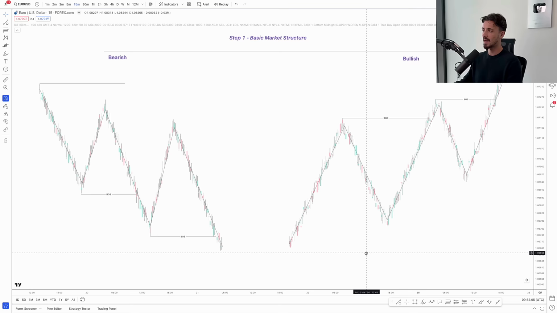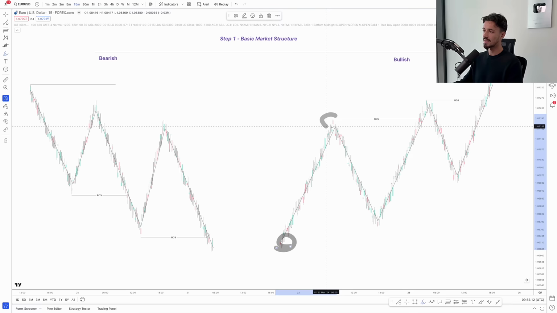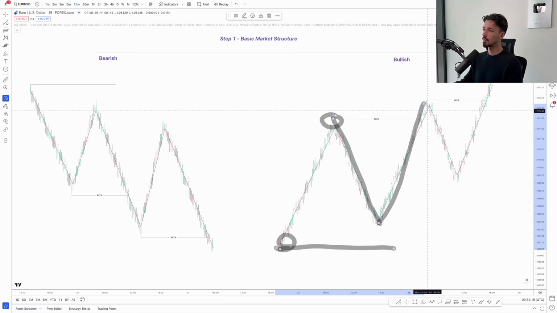Let's go ahead and look at the second variation, which is obviously bullish. It's the exact same thing. We have a low down here and a high up here. Price pulls back, respects our swing low down here, and then goes and puts in a new high. This high is higher than the previous high, and the low is higher than the previous low. Therefore, we are obviously creating higher prices.